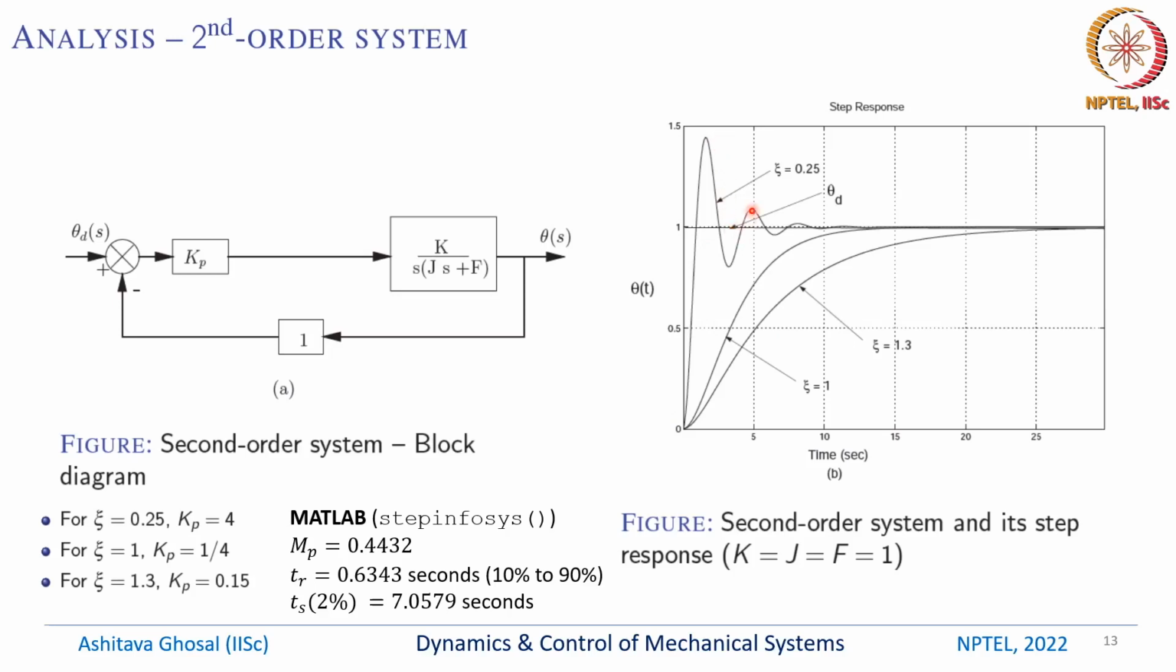The output will look like this. This is a much nicer and cleaner representation of what I had drawn by hand, and this is also obtained from MATLAB. If you were to use MATLAB, you can show that the peak overshoot for this case, psi equals 0.25 and kp equals 4, and again k, j and f are 1, is 0.4432. So the distance from here to here is 0.4432. It doesn't quite reach 1.5, but it is like 1.4432.